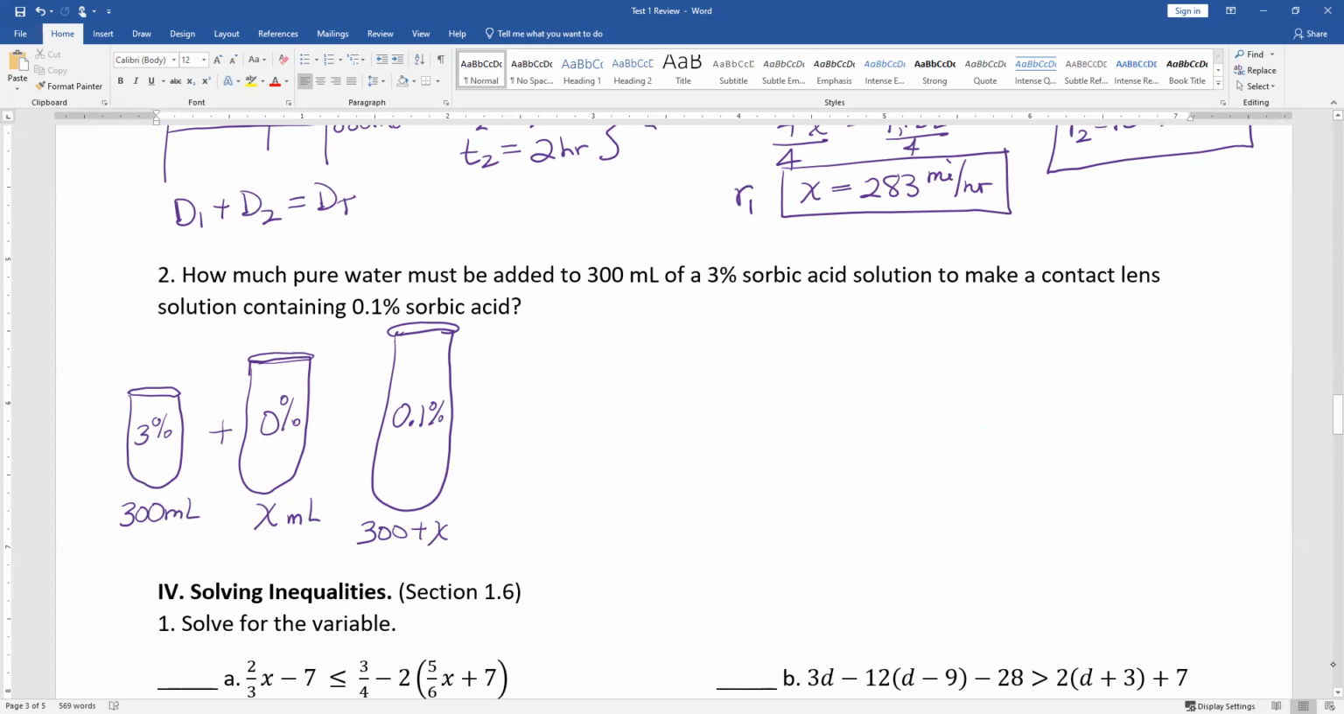Now, if we had a 0.1% solution, and we were creating a 3% solution, instead of diluting, what would we have to do?